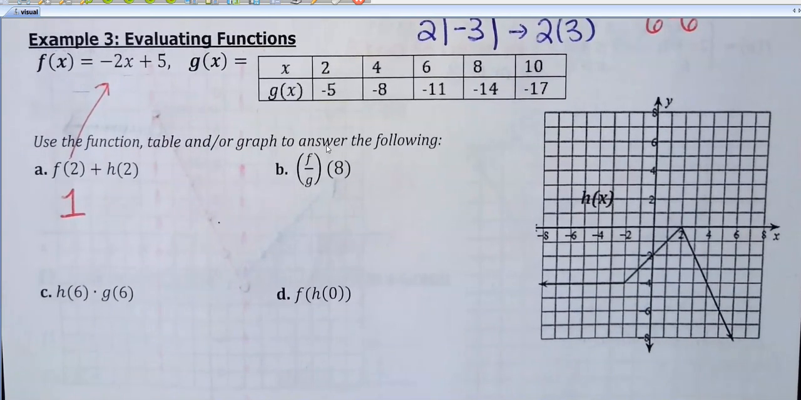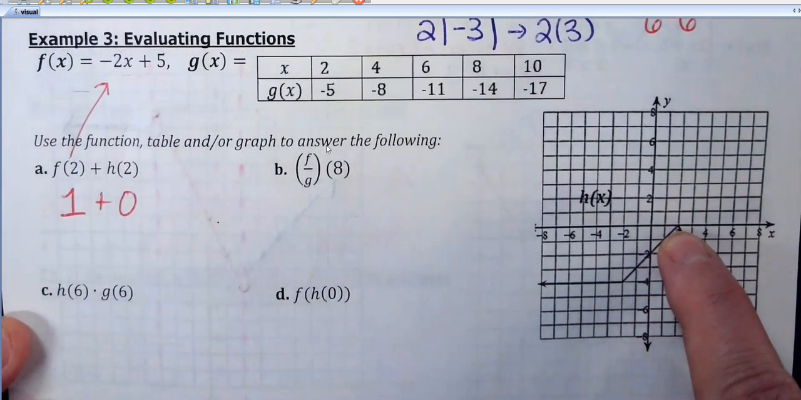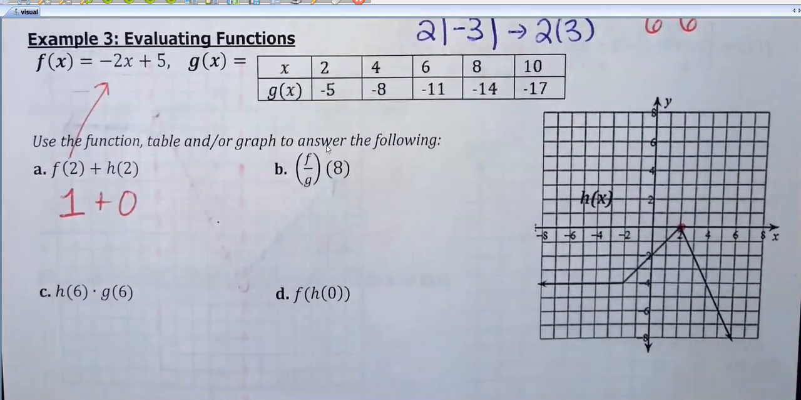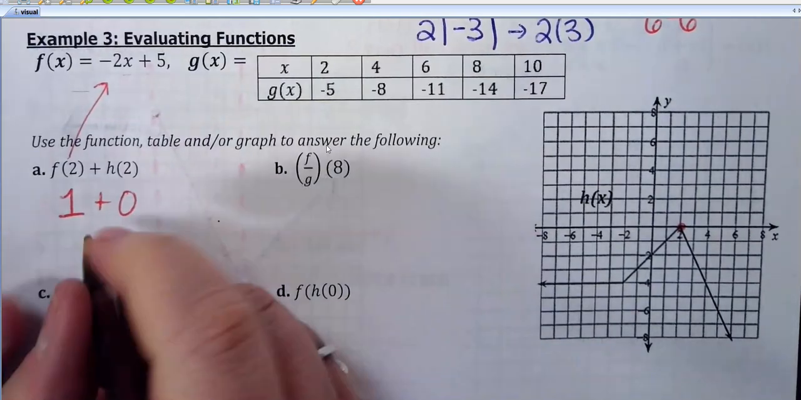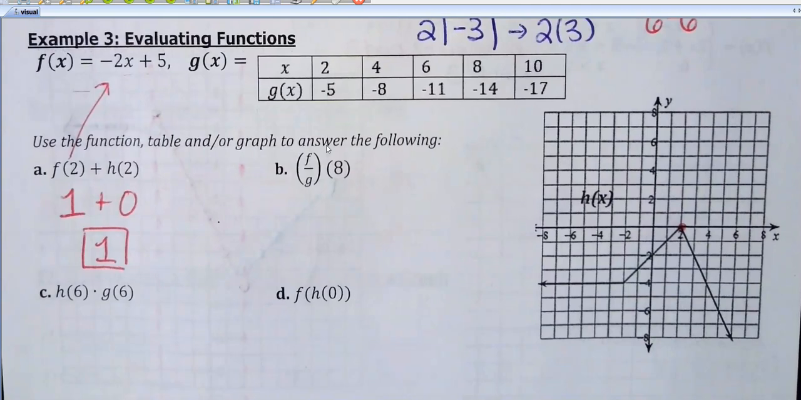Just raise your hand and tell me if you think you can figure this number out. If I did h of 2 and I'm looking at the graph, what would my h of 2 be from that graph? What do you think? Should be 0. You just find the x value and meet the graph. In that particular case, the graph is actually touching the x-axis, so the y-coordinate there would be 0. My actual answer to the question then would end up being 1. 1 plus 0 is 1.